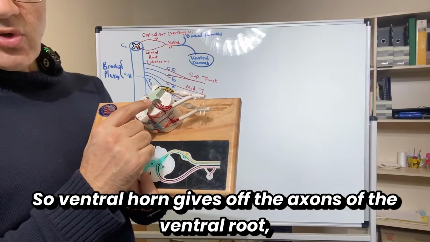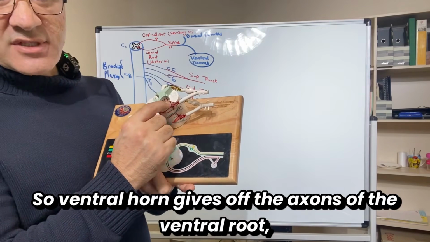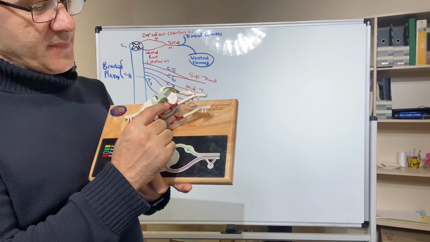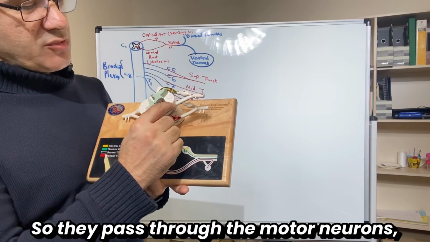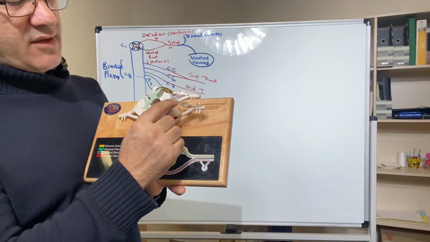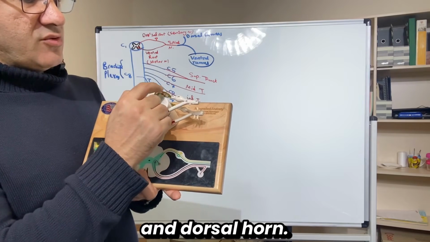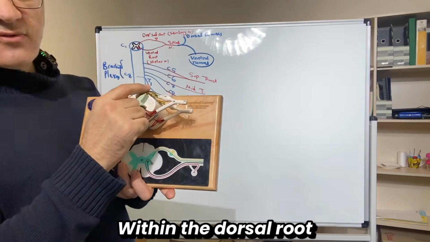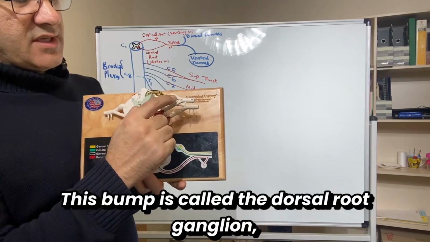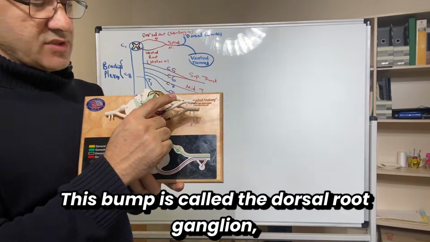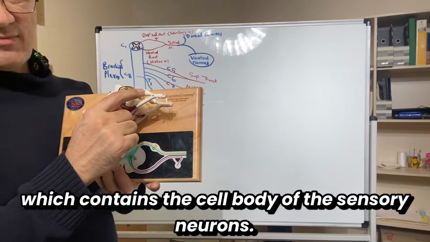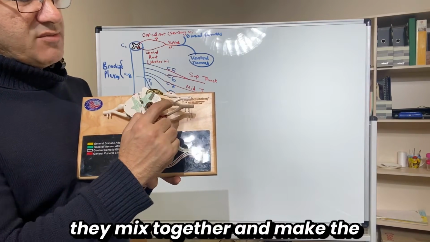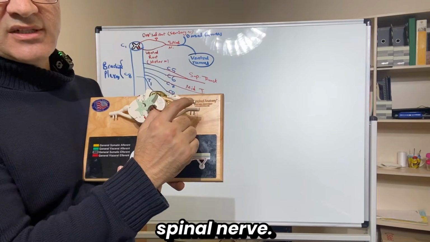So the ventral horn gives off the axons of the ventral root, which are the axons of the motor neurons. So the motor neurons pass through the ventral root. And the dorsal horn, you can see the dorsal root. Within the dorsal root, we have the sensory neurons. This bump is called the dorsal root ganglion, which contains the cell bodies of the sensory neurons. So the ventral root and dorsal root mix together and make the spinal nerve.